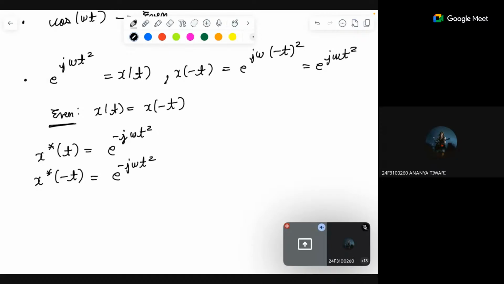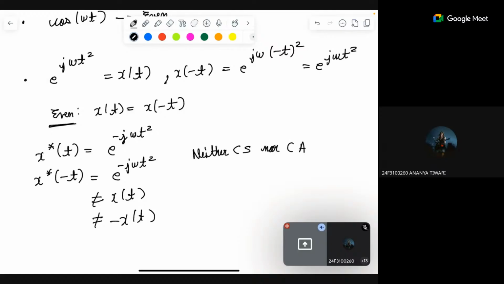All right, just for the sake of completion, I will write this. So this is not equal to x of t, nor is it equal to minus x of t. So it is neither conjugate symmetric nor conjugate asymmetric.